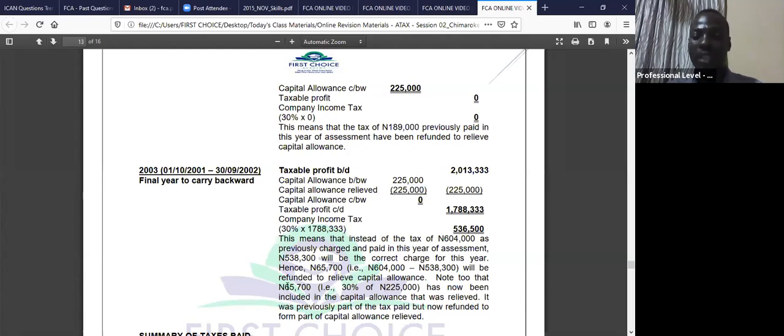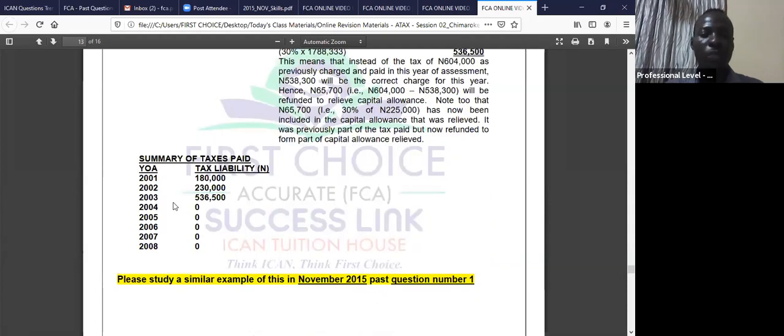So they are going to refund to you this tax, and you are going to be charged just this in place of this. Now, your summary of tax paid will be as follows. For 2001, you will pay this. 2002, you will pay this. 2003, sorry, the answer is 538,300. You correct it. In 2004, we have zero. We have made it 0, 0, 0, 0. So this is the ultimate year. This is the penultimate year, which you carry backward 1, 2, 3, 4, and in the 5th year, we paid something.